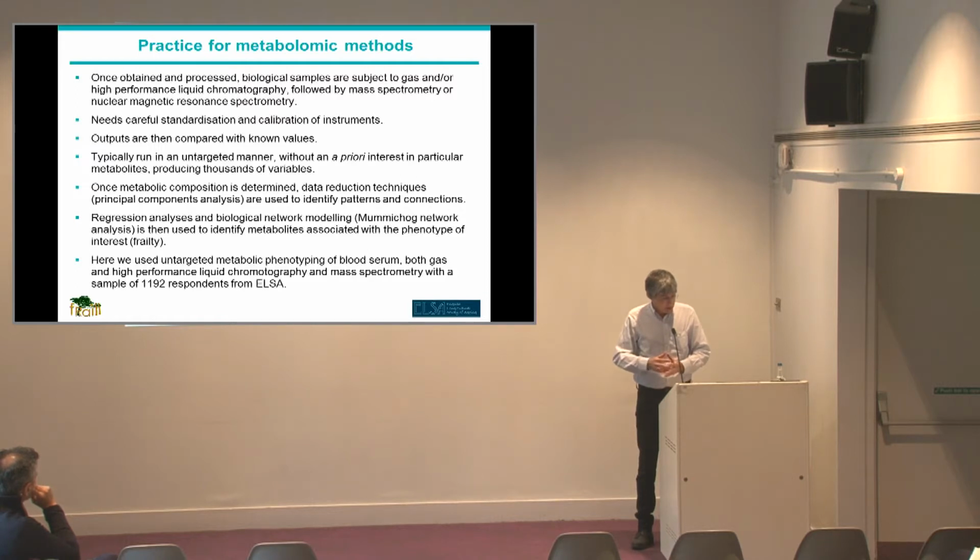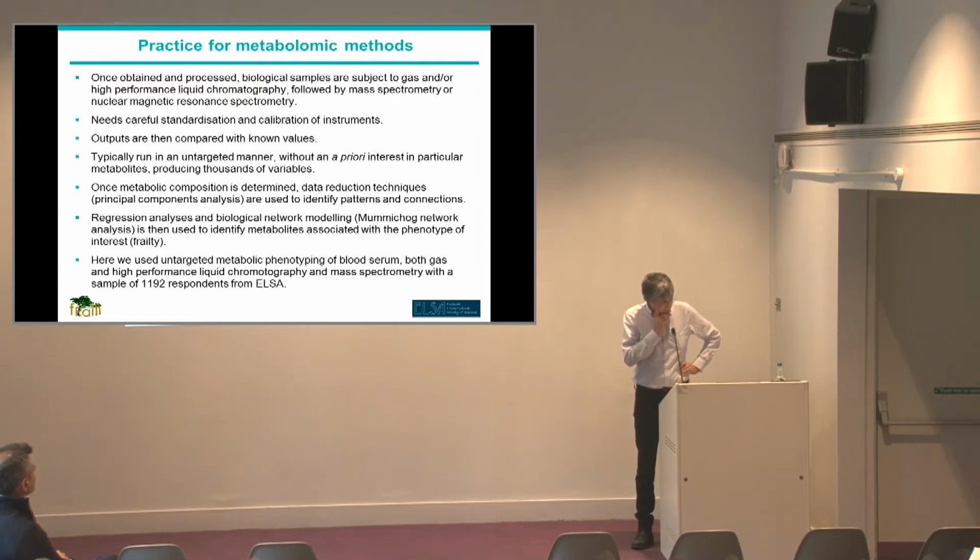The metabolic composition that you get, typically, if you do all of the different types of chromatography, typically gives you thousands of variables. These are thousands of outcomes or thousands of predictors. In order to deal with those thousands, typically data reduction techniques will be used because they correlate with each other. So principal components analysis, they reflect similar biological pathways. So principal components analysis is typically used to identify those connections, to identify patterns.